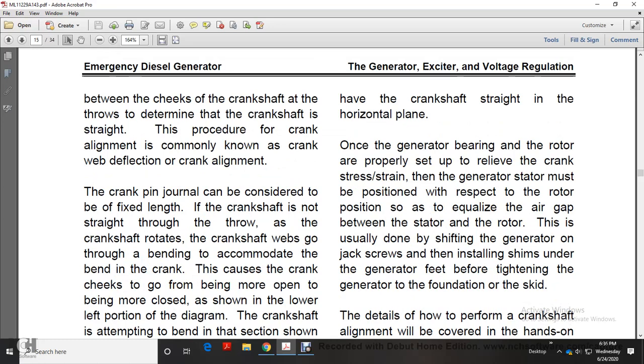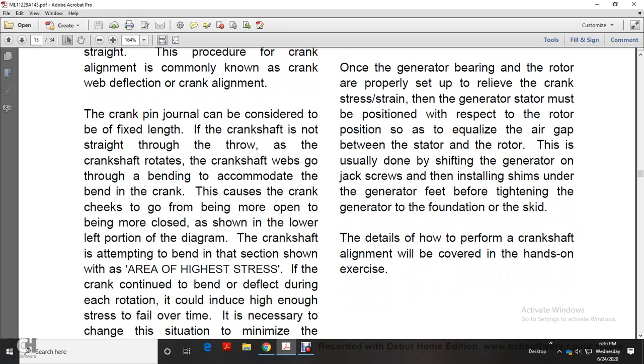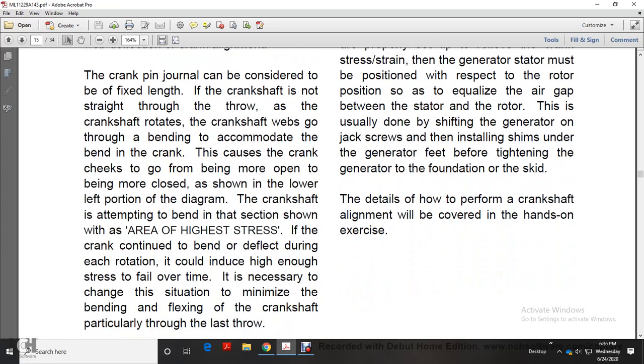As the crankshaft rotates, the crankshaft webs go through bending, which causes the crank cheeks to go from being more open to being more closed, as shown in the left portion of the diagram. The crankshaft attempting to bend is in the section shown as the area of high stress. If the crank continues to bend and deflect during each rotation, it can induce high enough stress to fail over time. It's necessary to correct the situation to minimize the bending and flexing of the crankshaft, particularly through the last throws.